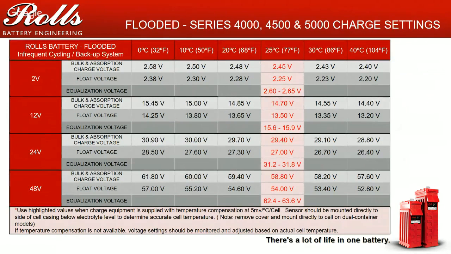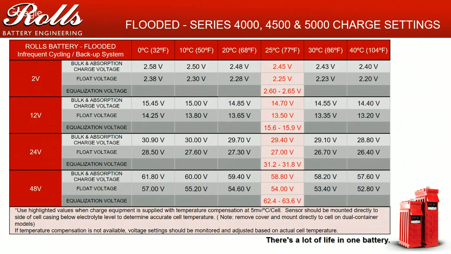The next chart is an infrequent cycling or a backup system. So where this comes into play, I've actually seen systems even a little bit lower than this, still running at good specific gravities, where if it's an off-grid cabin where the customer's out there once every couple of weeks or once a week, they've got all week to sit on solar and charge the batteries.